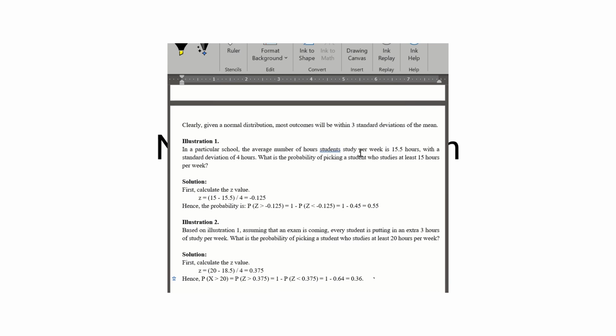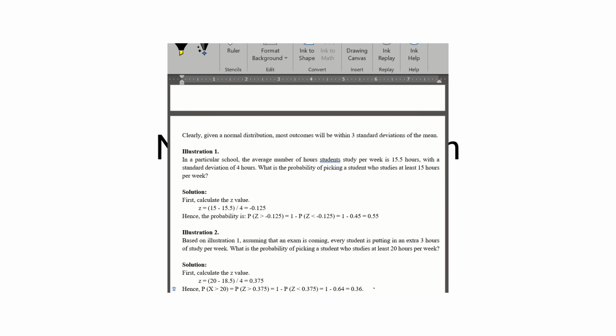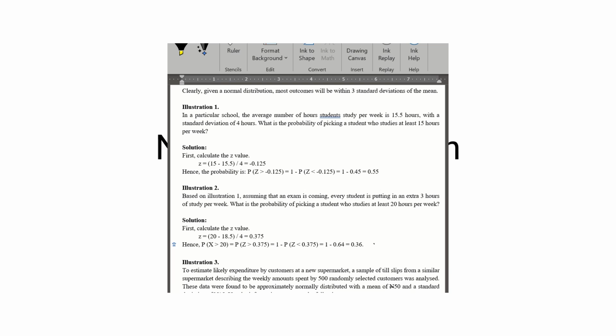So now, given this illustration, for instance, in a particular school the average number of hours students study per week is 15 hours 30 minutes with a standard deviation of 4 hours. What is the probability of picking a student who studies at least 15 hours per week? Now we are trying to look for a student that studies at least 15 hours, but the average hours they study in a week is 15 hours 30 minutes.